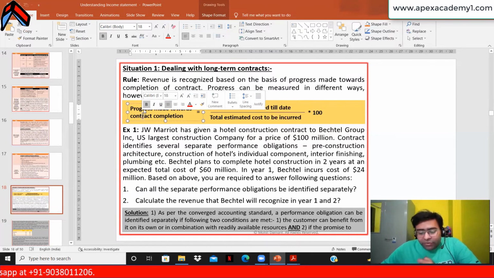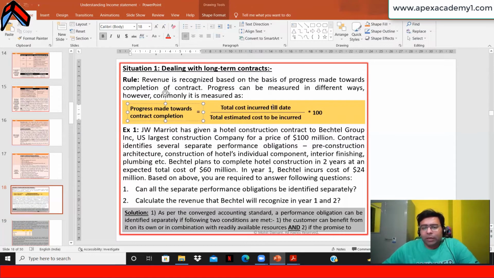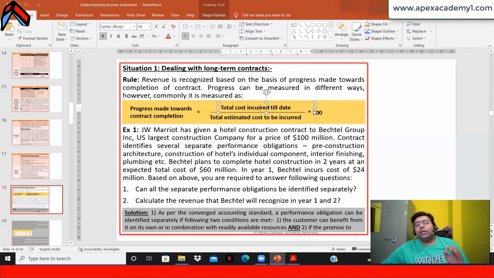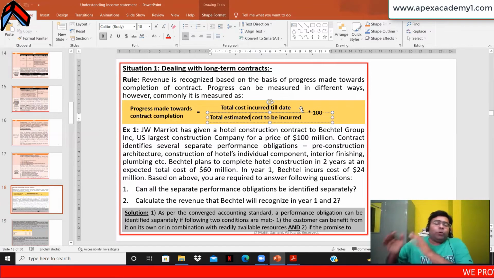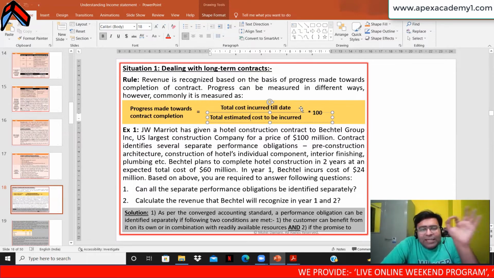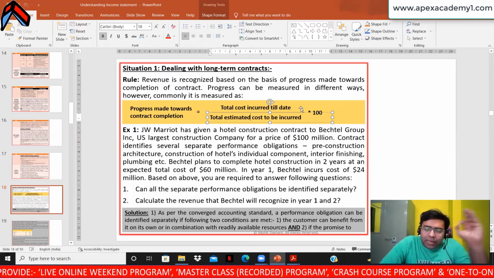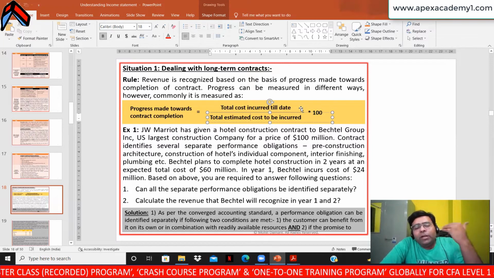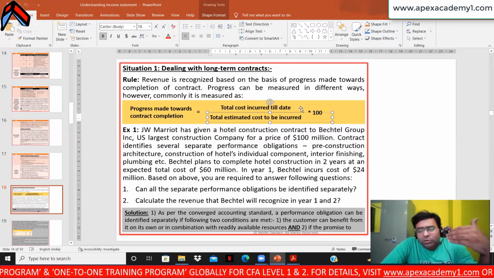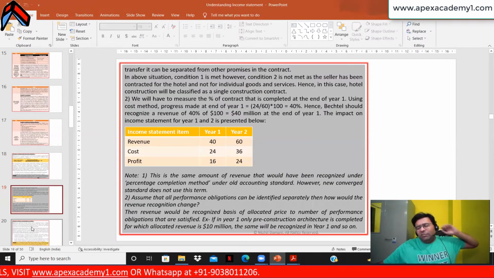Okay, so for every year when you calculate the revenue, what will you do? Progress made towards the contract completion is equal to total cost incurred till date divided by total estimated cost to be incurred, into 100. So basically it is the same as the percentage completion method, which was there in the previous accounting standard, but now they are not using the term. That is, whatever percentage of your contract is completed, recognize revenue in line with that. However, they are not using the term, so you are also not supposed to see that term in the exam, because the term is not being used by the accounting standard body.